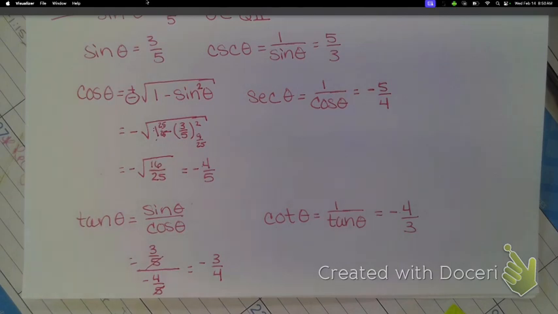And y's are what function? What function is y? Sine. What function is x? Cosine. When you hear sine, you should think y. Cosine is x, because that is what decides the positive and negative, right?